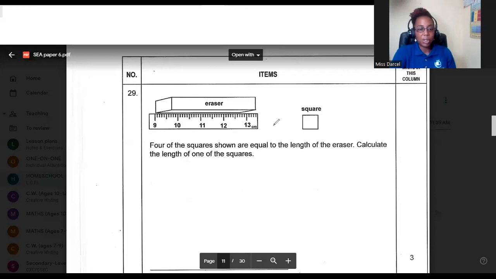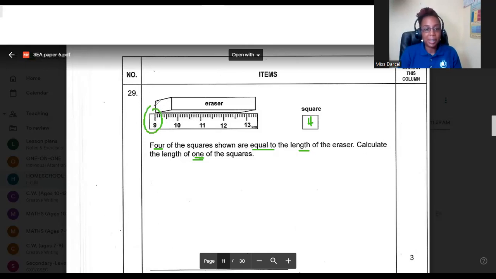All right, next question. 4 of the squares shown are equal to the length of the eraser. So let's put 4 there. Calculate the length of one of the squares. Let's calculate the length of the eraser. Now this is tricky. You will look at it and be like, oh, it's 13 centimeters. Simple. No, it's not. And I'll tell you why.